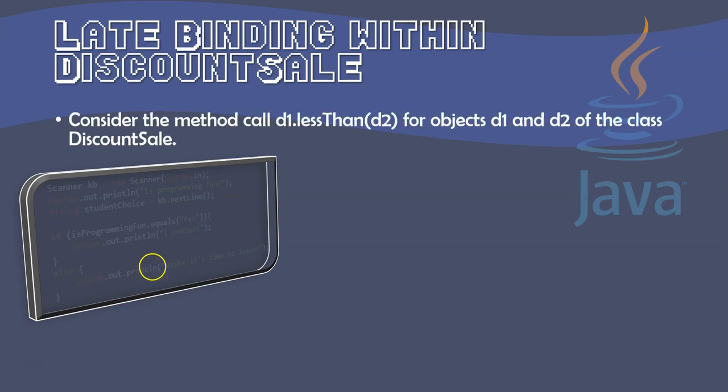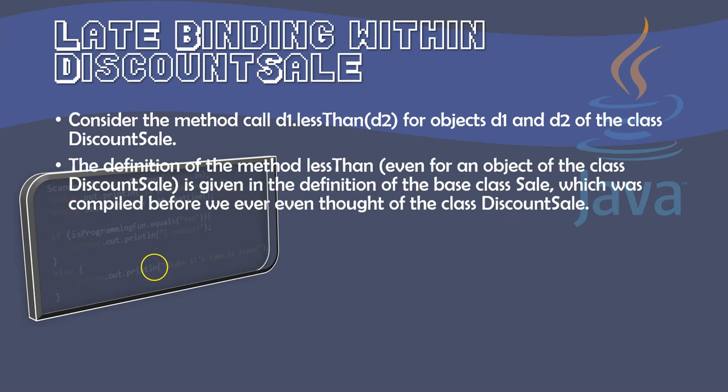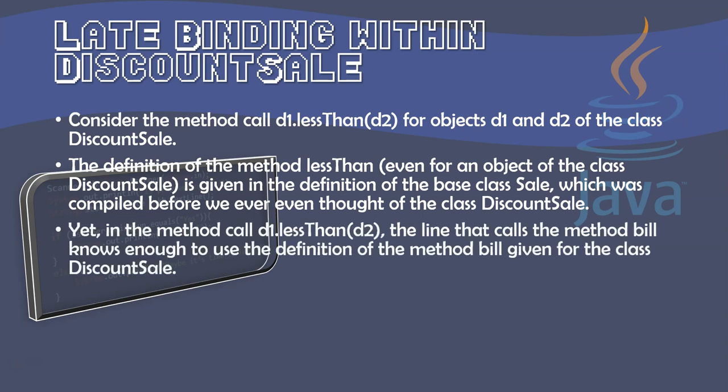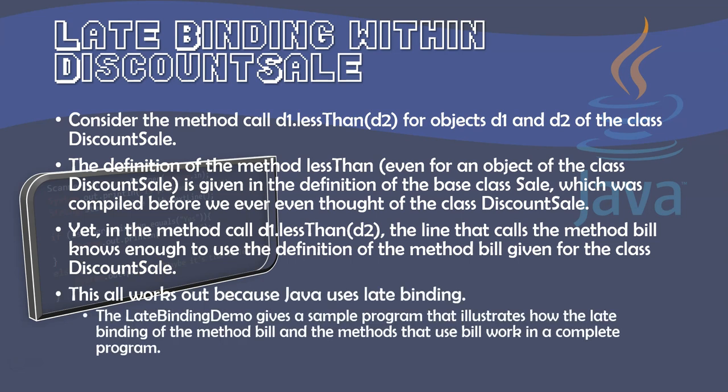So, for example, if we call d1.lessThan(d2) for objects d1, d2 of class DiscountSale, so they're both discount sales, the method definition lessThan is going to be given in the definition of the base class Sale, which of course was compiled before we even thought of DiscountSale. Yet the line that calls the method bill knows enough to use the definition of the method bill given for the class DiscountSale. This all works because, again, Java uses late binding.